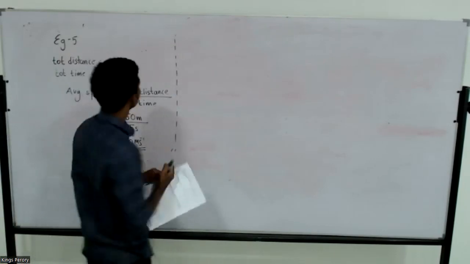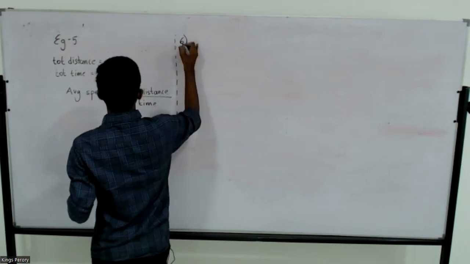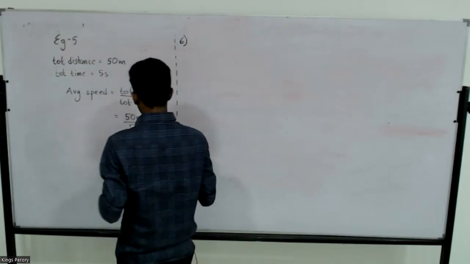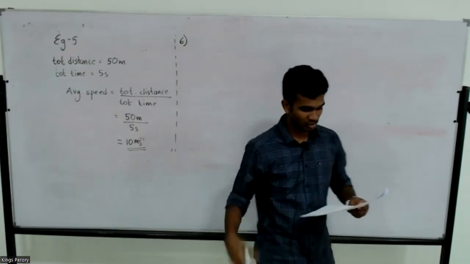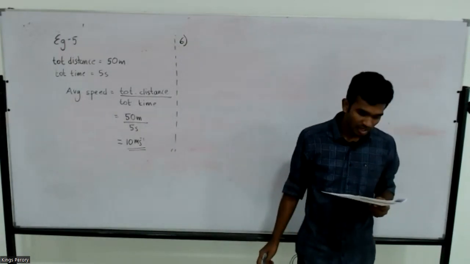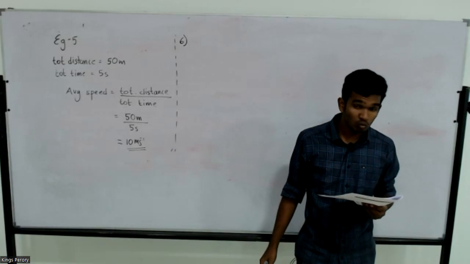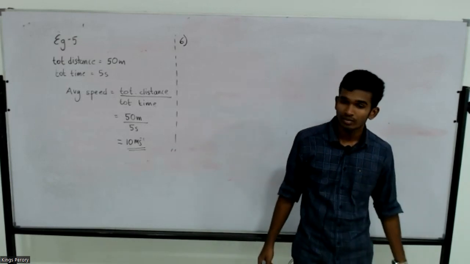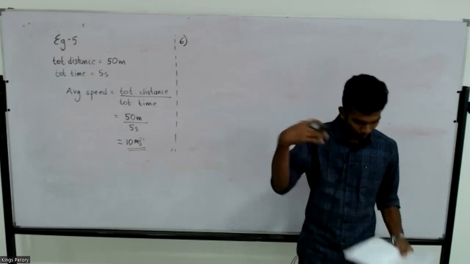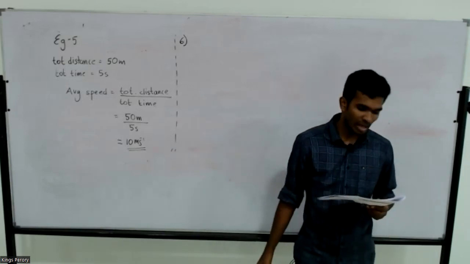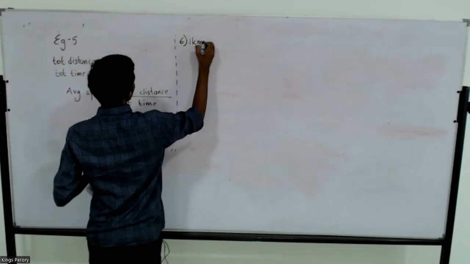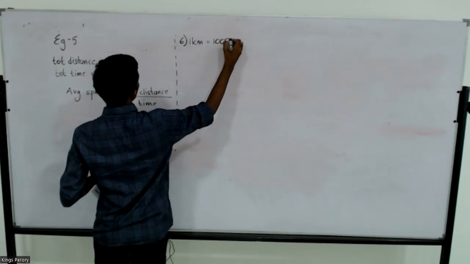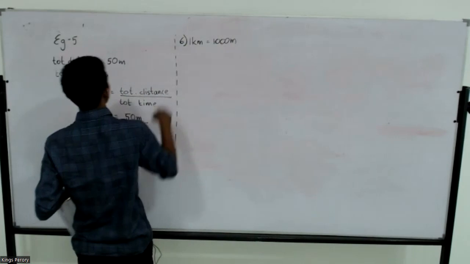Okay, you see. Question number 6. A train travels from Colombo to Mardana in 100 seconds. So actually that is the total time, 100 seconds. If the total distance traveled is 1 kilometer, you need to convert kilometers to meters first and then calculate the average speed. 1 kilometer equals how many meters? 1000 meters. Now you can start the question.